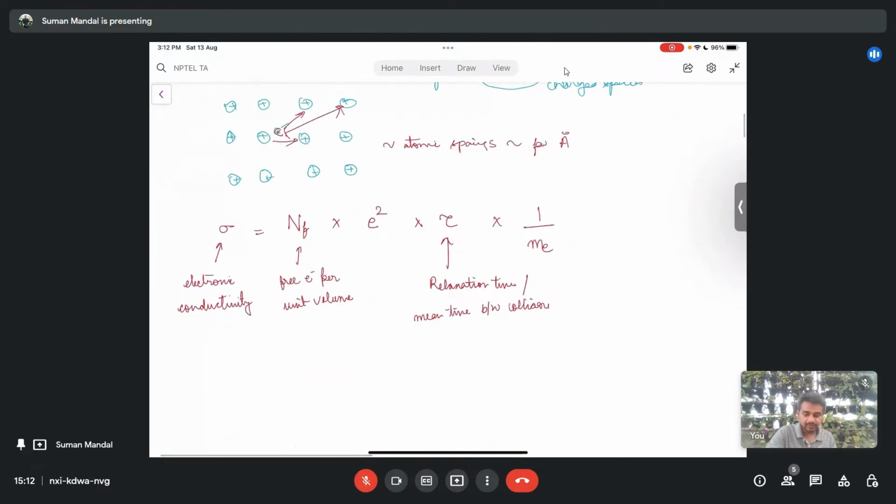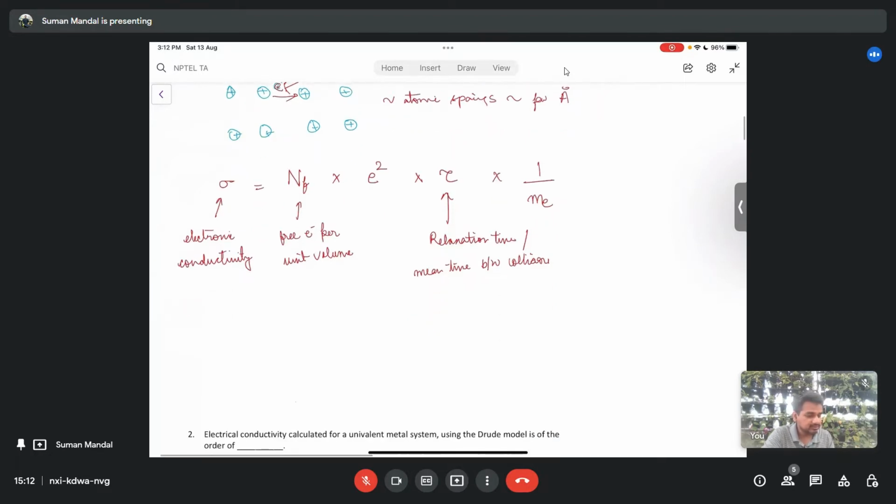Okay, now if you put in the values, the typical value of n_f is 10^28 per meter cube. The electronic charge is known, 1.6 × 10^-19 coulombs. Tau, which is the relaxation time, is 10^-14 seconds. It's an approximate value. And the mass of electron is 9.1 × 10^-31 kilograms.